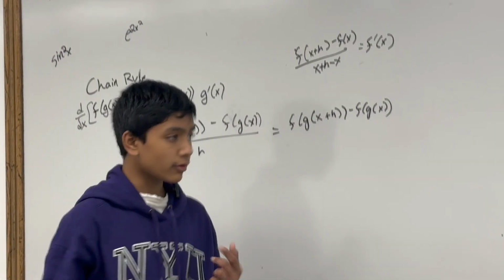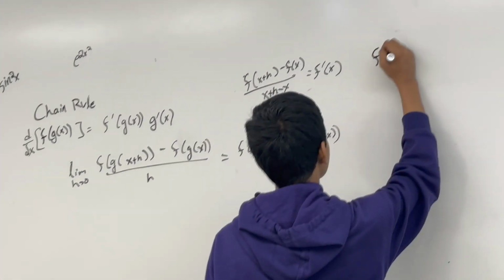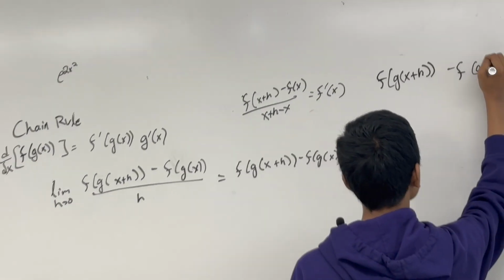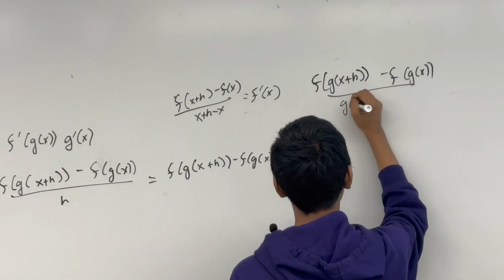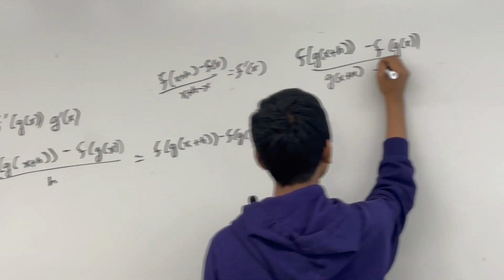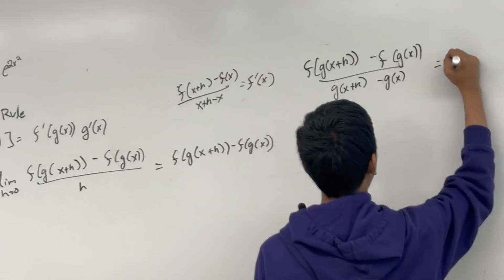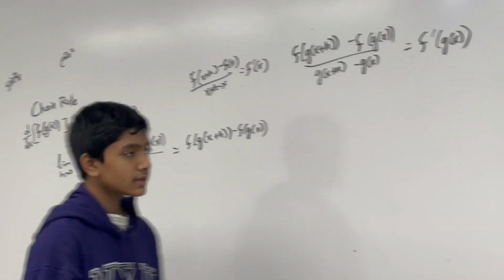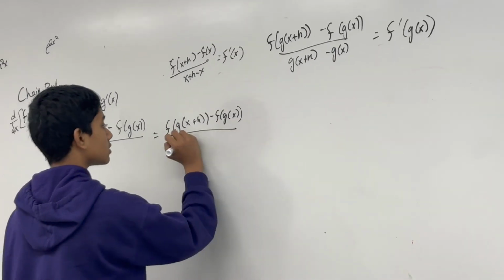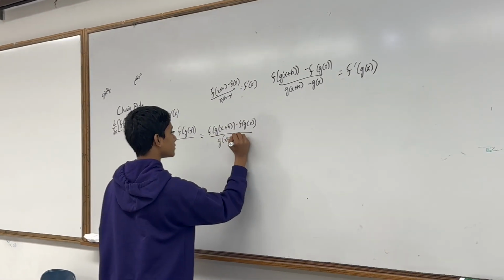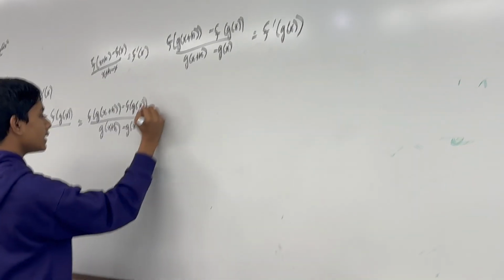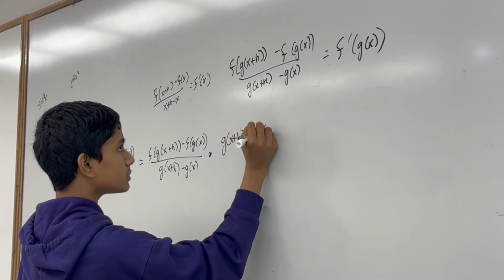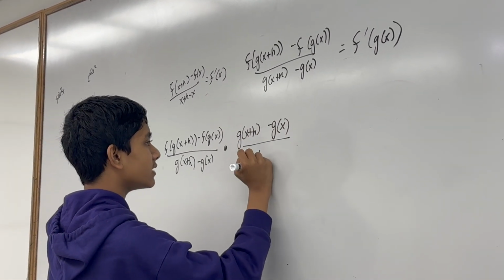So, wouldn't it be correct logic to state f of g of x plus h minus f of g of x divided by g of x plus h minus g of x is equal to f prime of g of x? So that's the operating principle. So we split this open, and then of course, to keep everything the same as it once was, we multiply this by g of x plus h minus g of x over h.